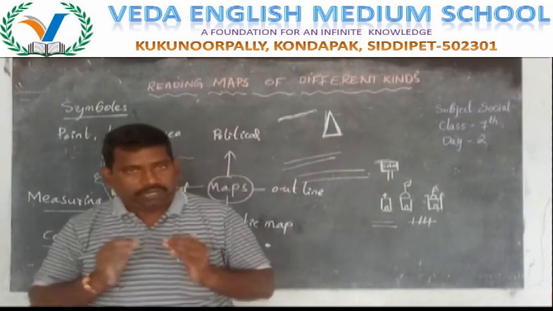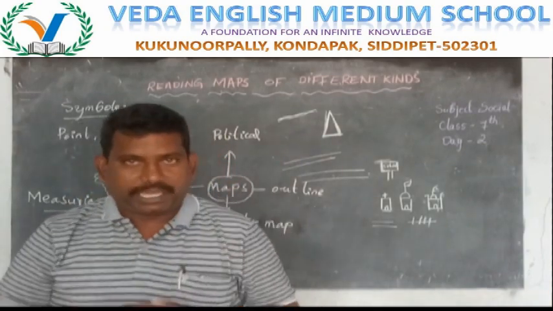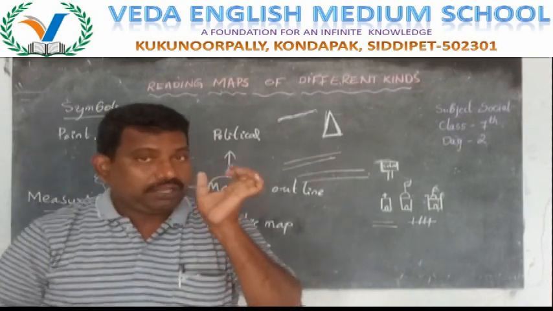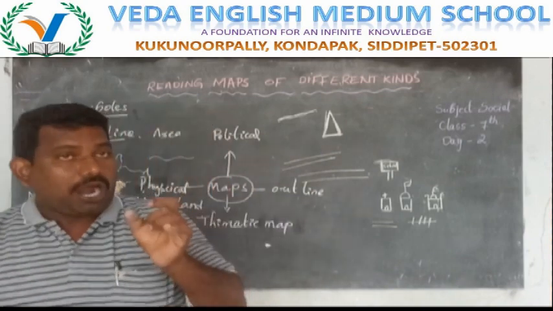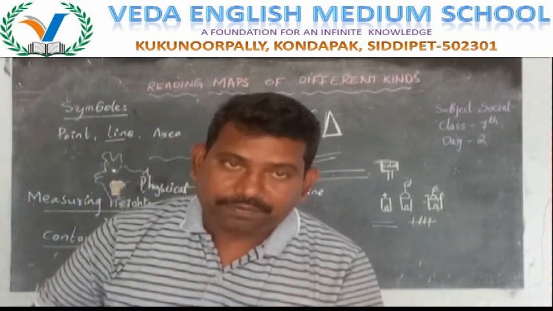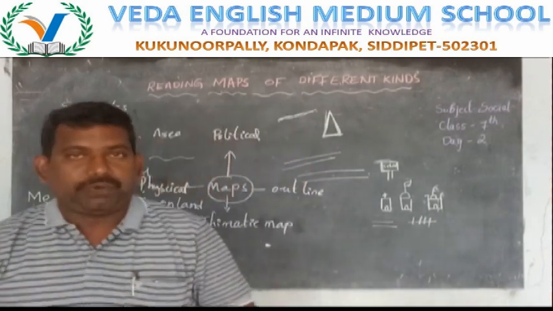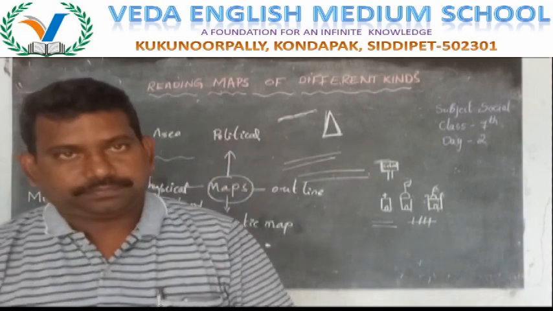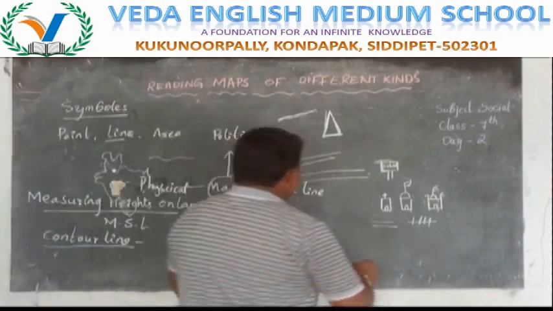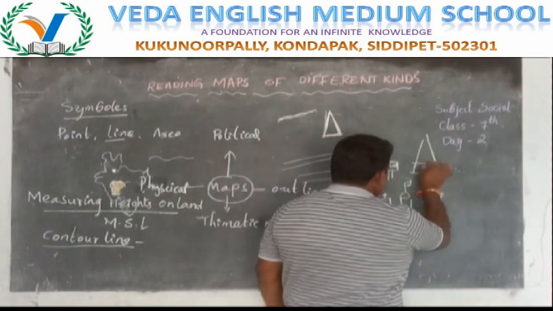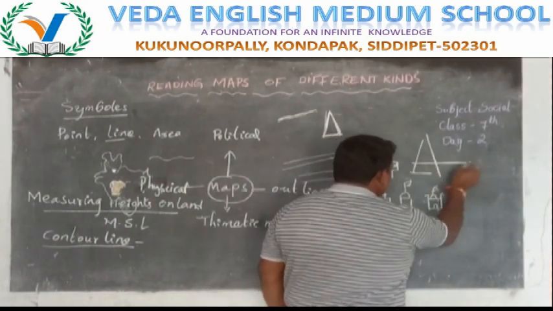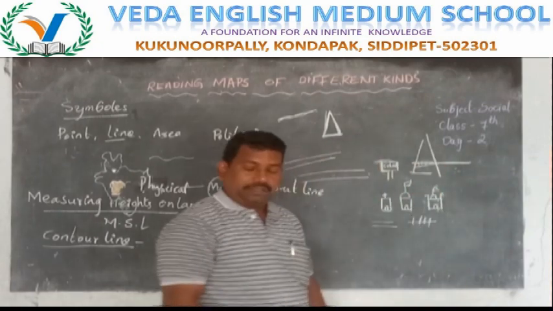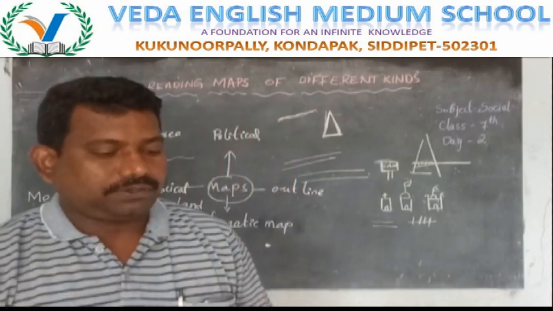Yes, children, are you clear about the contour line? Once again I explain what a contour line is. I will give you the definition. Listen carefully. Contour line is a line joining the places with equal heights on the map. Understand? So here it is a line. What does it do? It is joining the places which are at equal heights. Yes, children, remember that.